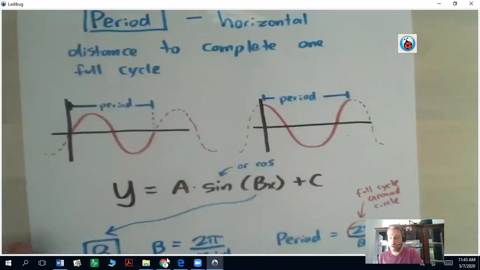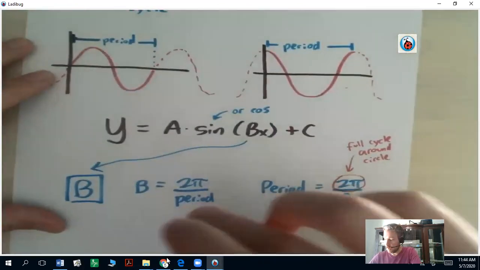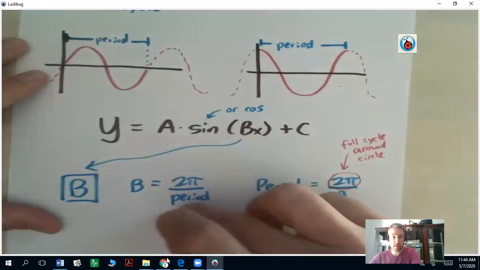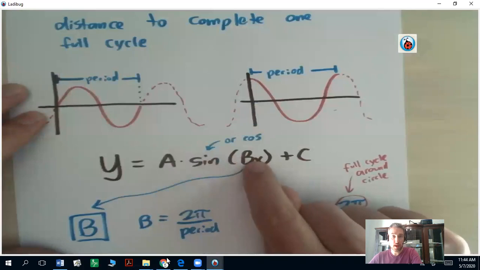But just so you know, period comes from the b value. 2 pi divided by the b value will get you the period, or 2 pi divided by the period gets you the b value. And that'll be right here in the parentheses right next to x.